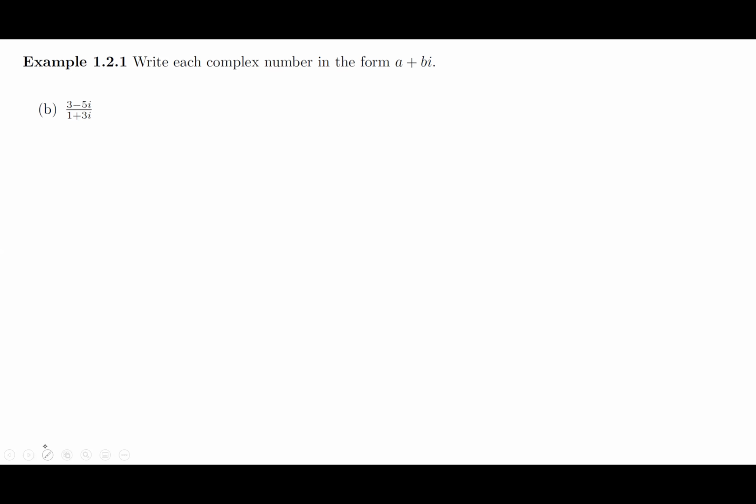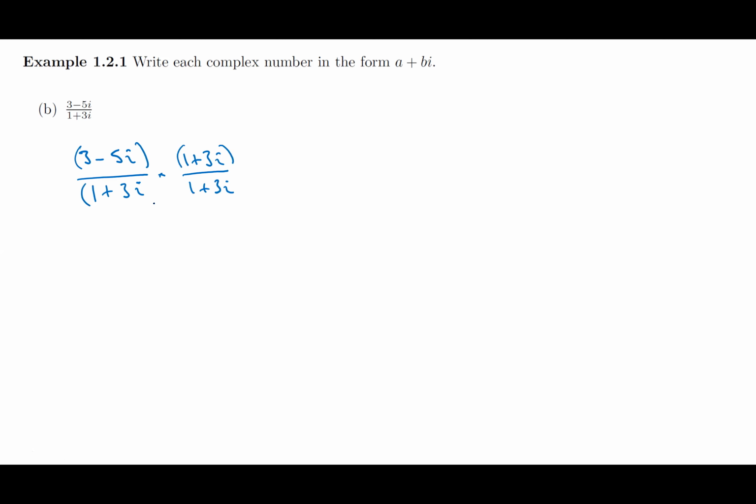(3 minus 5i) times (1 plus 3i). Well, here it's not so simple, but we're going to see a result in our next definition that kind of works out nicely. So I'm going to take this (3 minus 5i) times (1 plus 3i), and I'm going to multiply it by (1 plus 3i) over (1 plus 3i).